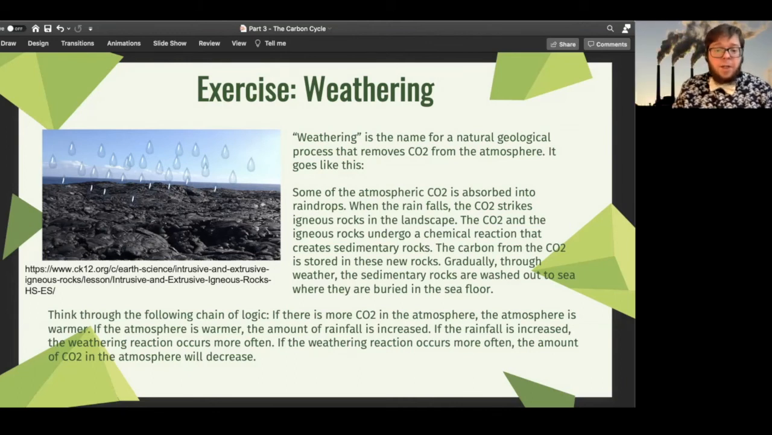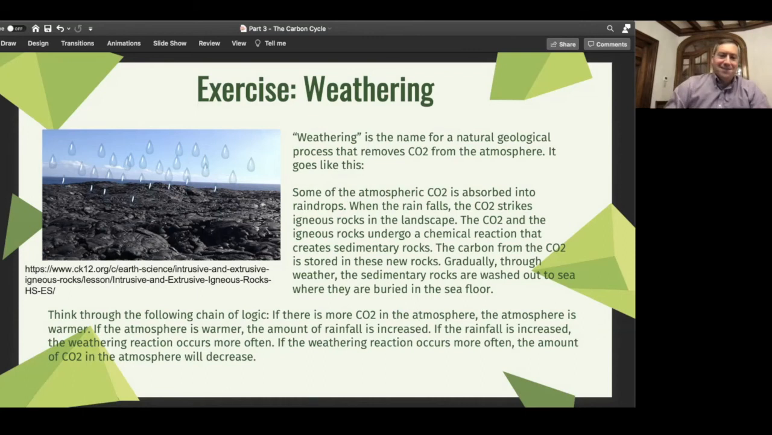So here's the logic. If there is more CO2 in the atmosphere, then the atmosphere is warmer. If the atmosphere is warmer, the amount of rainfall is increased. If the rainfall is increased, the weathering reaction occurs slightly faster. If the weathering reaction occurs faster, then the amount of CO2 in the atmosphere will decrease. Does this make sense? Yes, but it's still slow. It's still very, very slow.